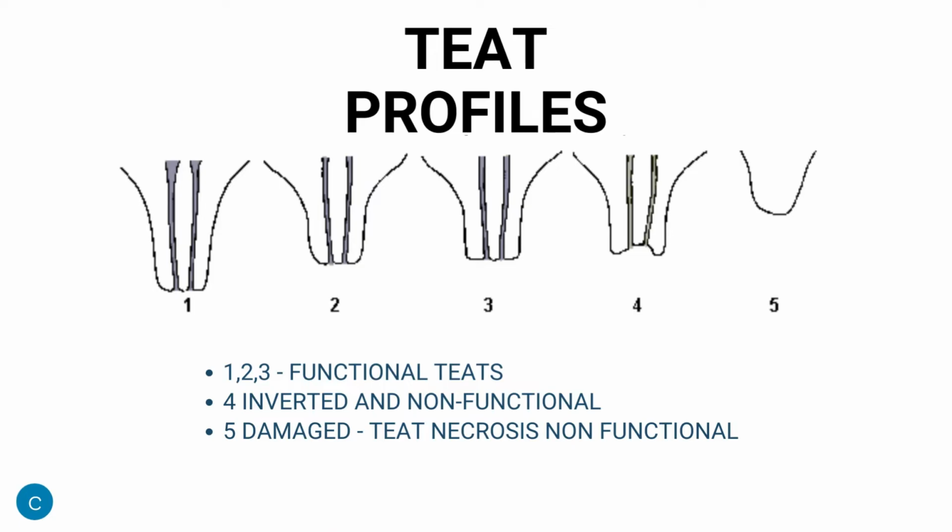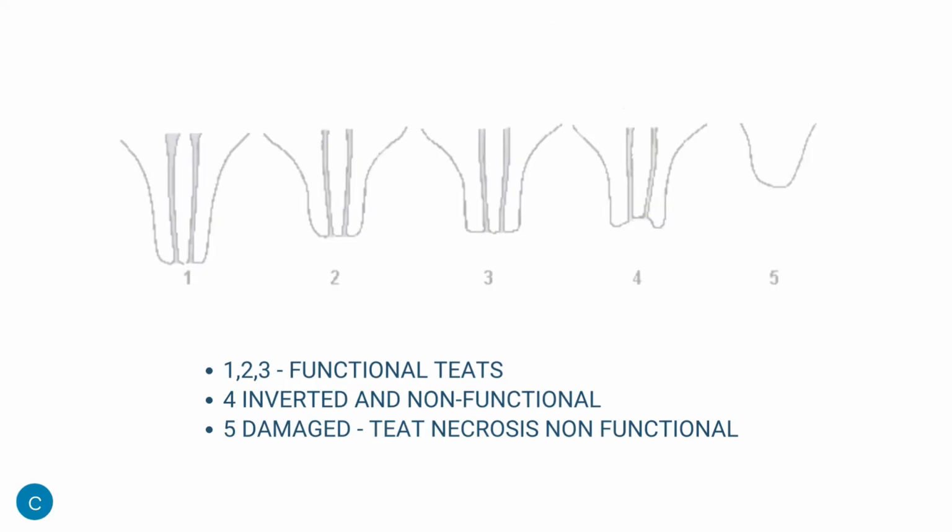That is why class 1, 2, and 3 teats are functional. A class 4 teat is one where the teat sphincter is not visible. In other words, the teat canal is shortened, resulting in an inverted teat. A class 5 teat is usually one that has been rubbed off in the first 48 hours of birth. This is a damaged one and it is non-functional because it does not have any teat canal.